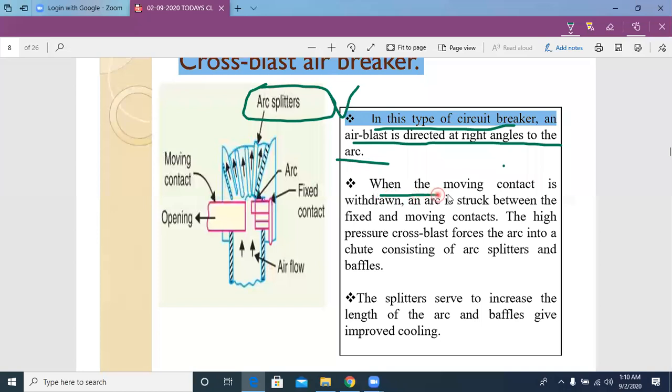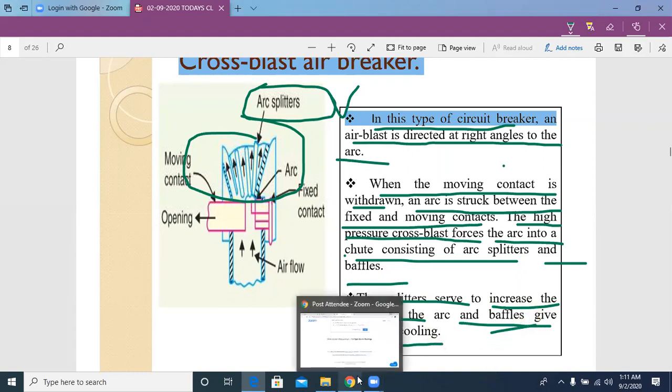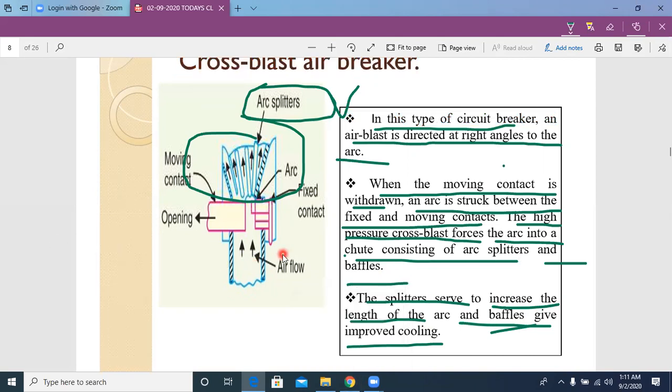Now, when the moving contact is withdrawn, an arc is struck between the fixed and the moving contact, and the high pressure cross blast forces the arc into the arc chute. That means we place these arc splitters in the arc chute, which consists of arc splitters and baffles. The splitters serve to increase the length of the arc, and the baffles give an improved cooling effect. That means the baffles give the cooling effect to the arc. So this is why the arc is extinguished in this type of circuit breaker.